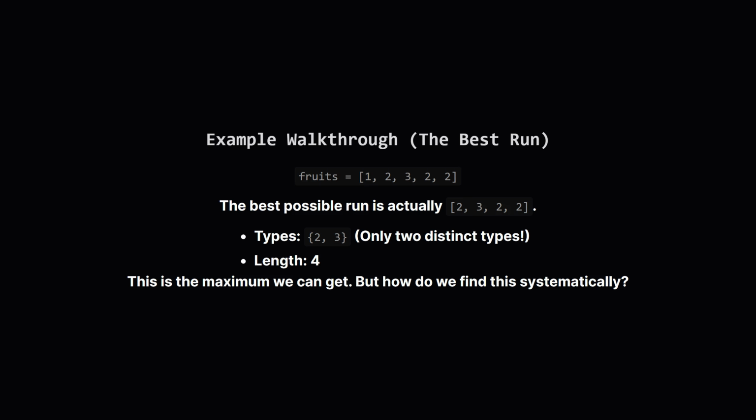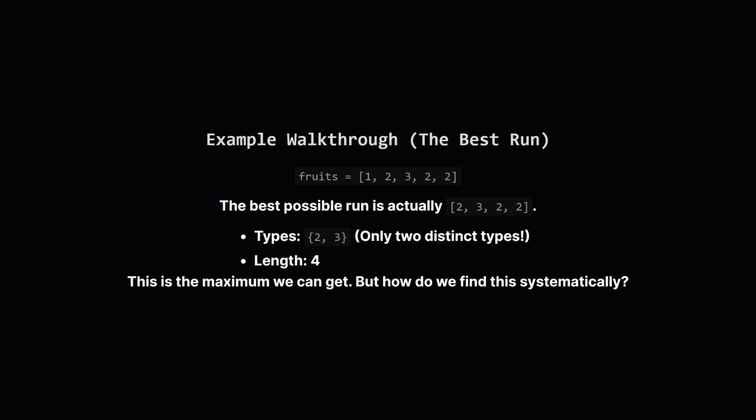It turns out, the best run for this example is 2, 3, 2, 2, which has a length of 4. It only contains 2 types of fruit, 2 and 3. But trying every single possible start and end point would be very inefficient, especially for a long list of trees. We need a smarter way, and that's where the sliding window comes in.